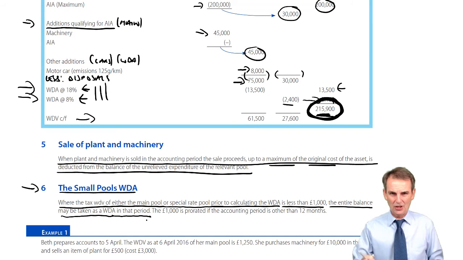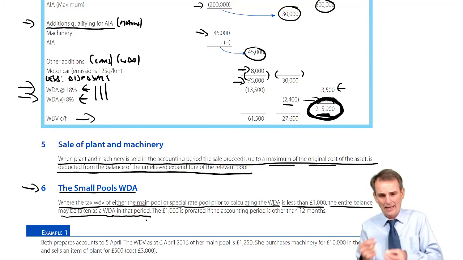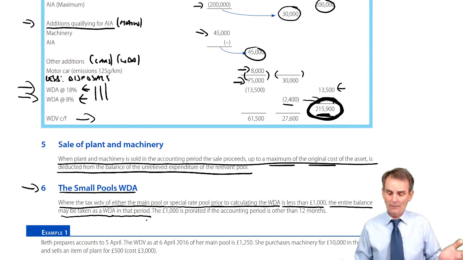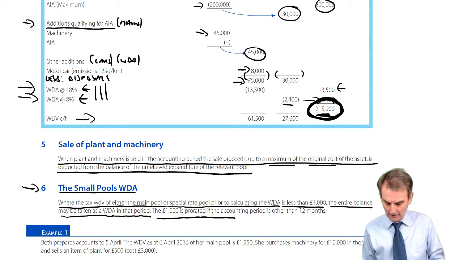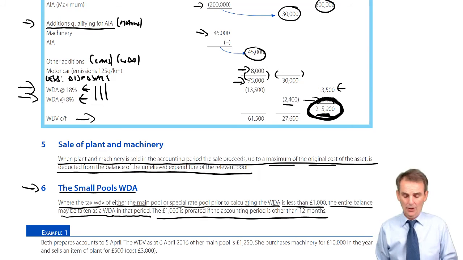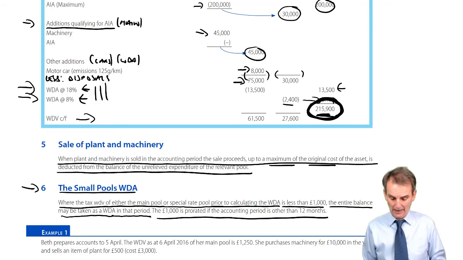You don't have to take just this small amount of allowance. Remember, you work on a reducing balance basis. You don't have to pick away at these small numbers year after year at 18 or 8% on a reducing balance basis. Revenue say, look, you're down to less than £1,000. If you wish, you can just elect to take all of it with a small pool's WDA claim. I've said it's £1,000. That figure is prorated if the accounting period is other than 12 months. A 9-month period, 9/12 of 1,000, would therefore be just £750 that you would be able to take.